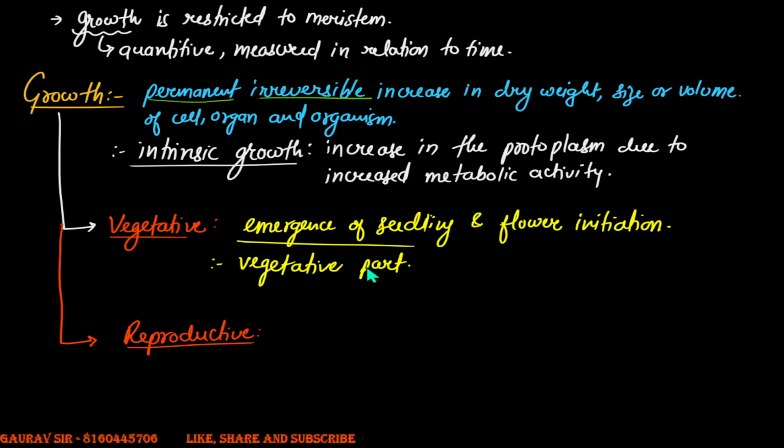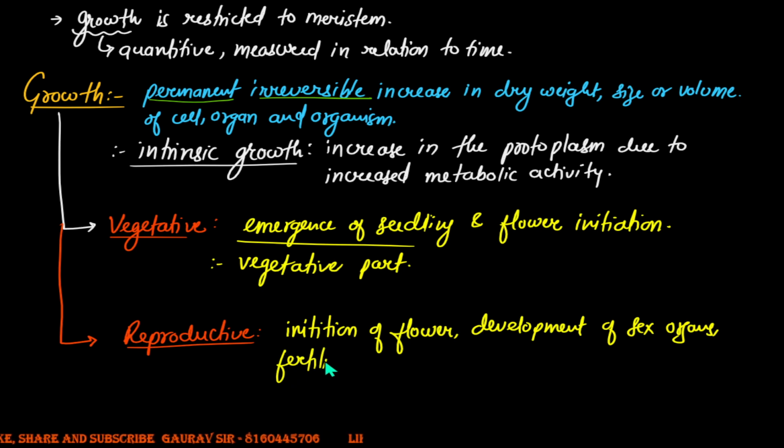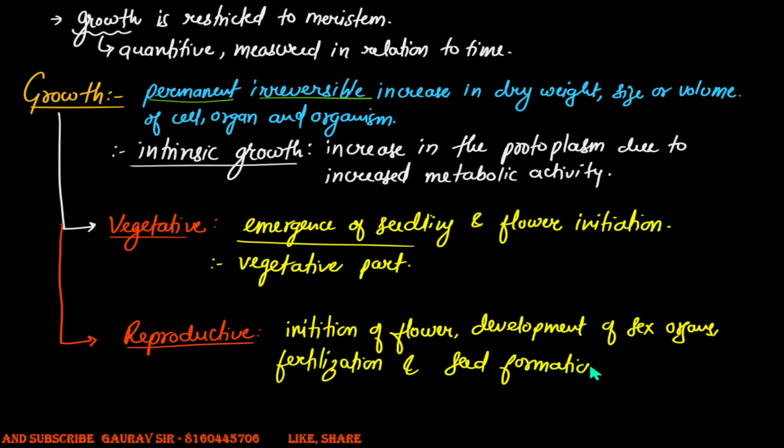Moving to the reproductive growth, this growth includes initiation of the flowering, development of the sex organs, post that there will be fertilization, and lastly seed formation. So all of these events will be a part of reproductive growth for the plant, right?